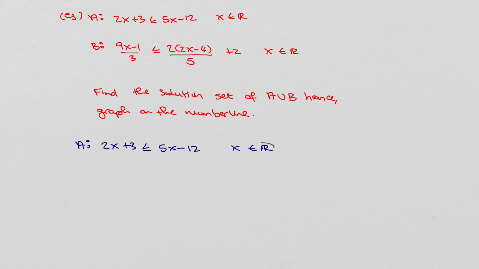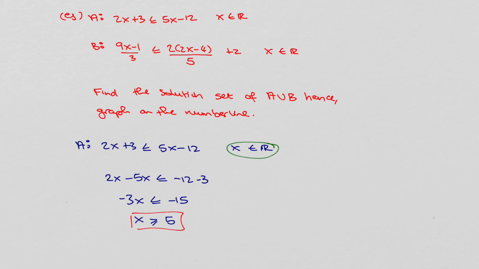So again, we note that x is an element of the real numbers. I'm going to get x on its own, so that means I'm going to have 2x minus 5x on the left-hand side. Subtracting 3 from both sides gives me minus 12 minus 3. And therefore we have minus 3x is less than or equal to minus 15. So dividing by minus 3, a negative number, it changes the inequality sign to greater than or equal to, and minus 15 divided by minus 3 is 5.